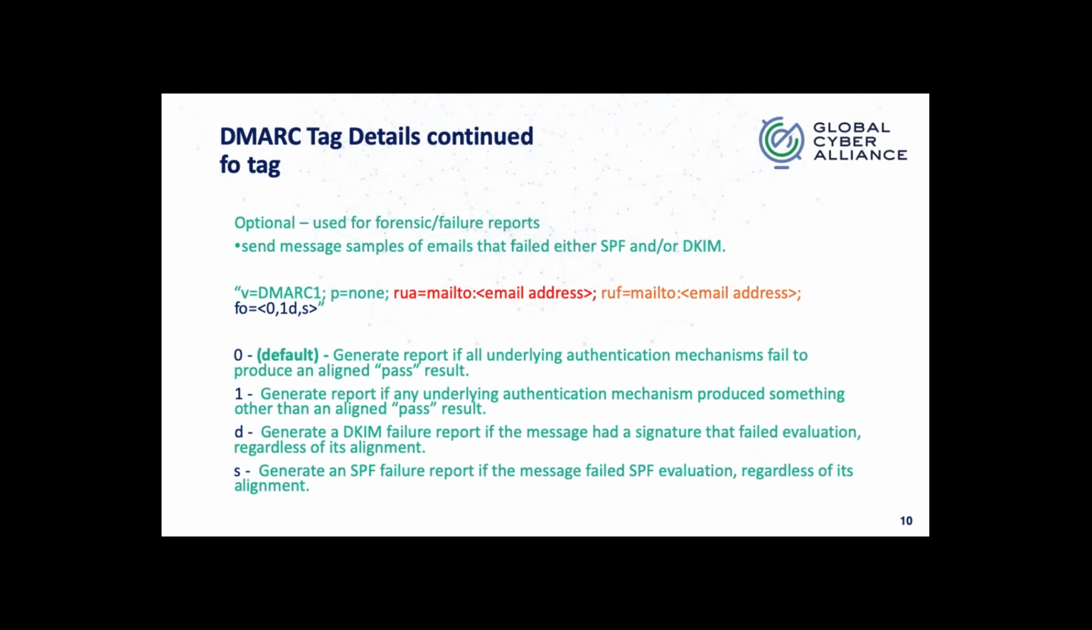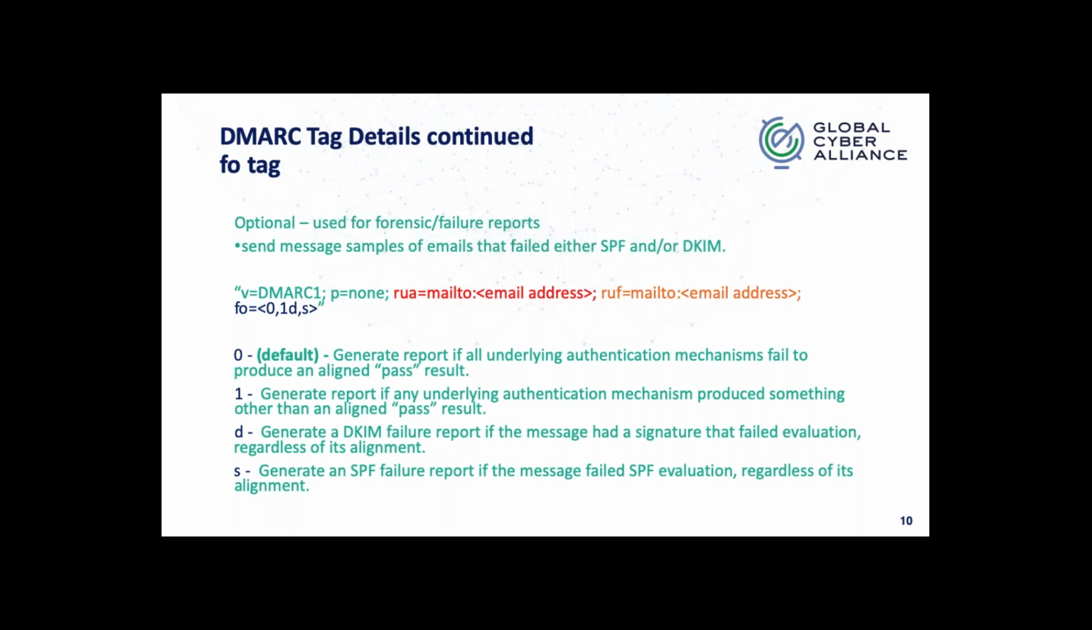So those are the ones that we're saying are recommended and required. The v tag is required, the p tag is required. GCA is saying that the RUA tag is required, but technically it's not. And the RUF tag we're recommending. Personally, I would say put it in, because it can help with some of the analysis if you do get any of those messages. So those are the 4 tags that you need to consider and implement.